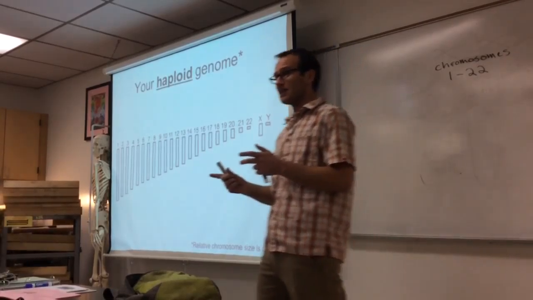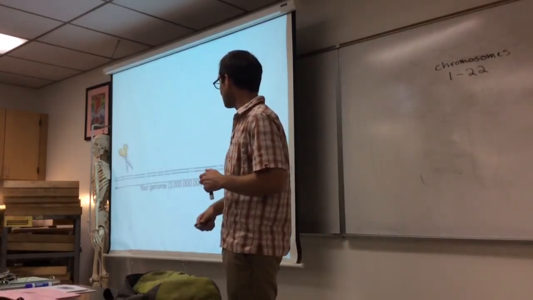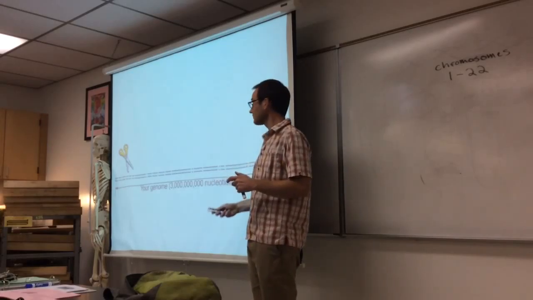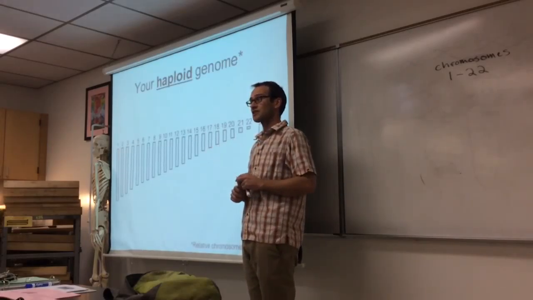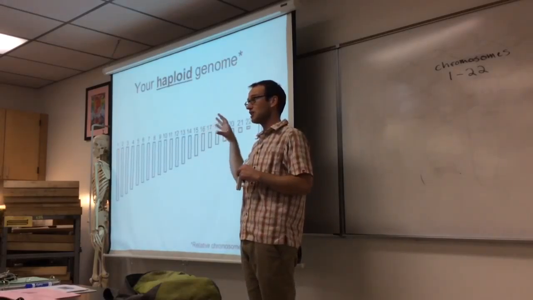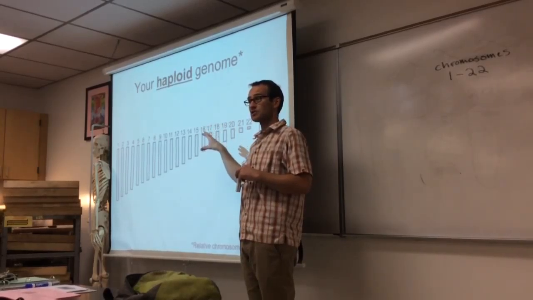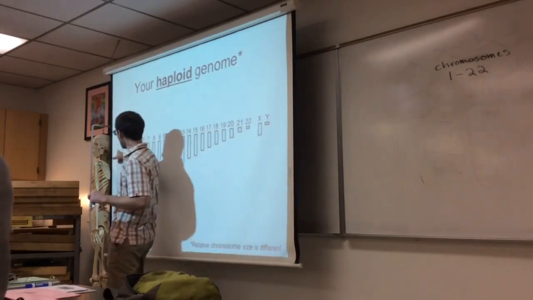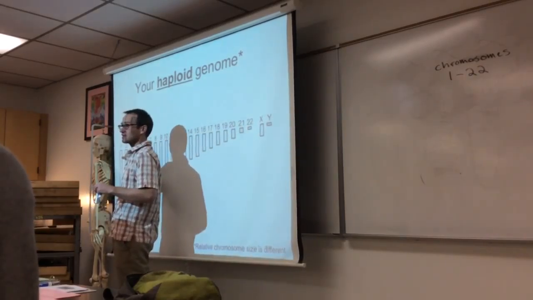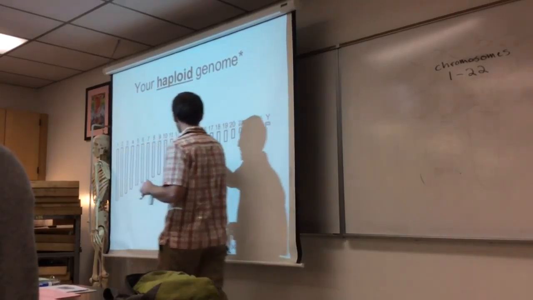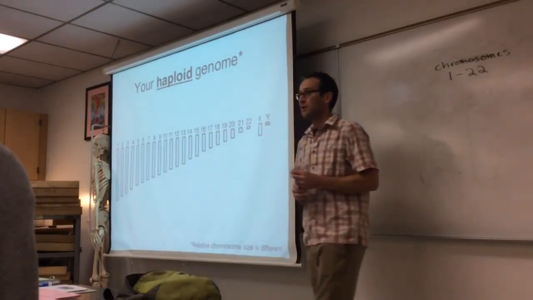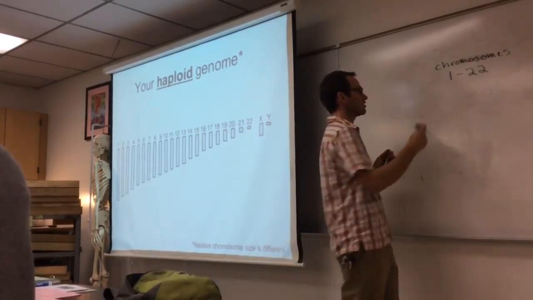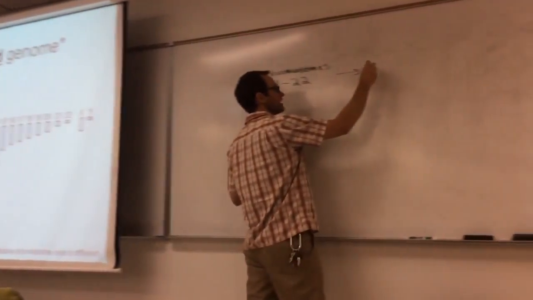So what you guys did is you took the genome, you cut it up, and you arranged them in order of size. And so when we actually arrange and number chromosomes, we do it exactly the same way you did. We take the biggest chromosome, we label it 1, we take the second biggest, label it 2, and so on down the line. These first 22 chromosomes are referred to as the autosomes.